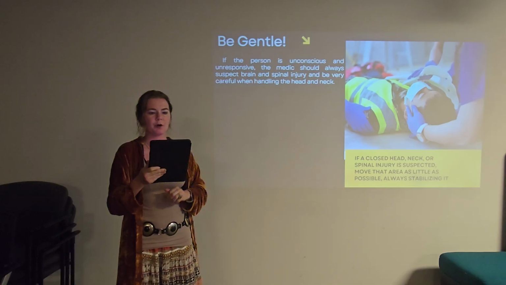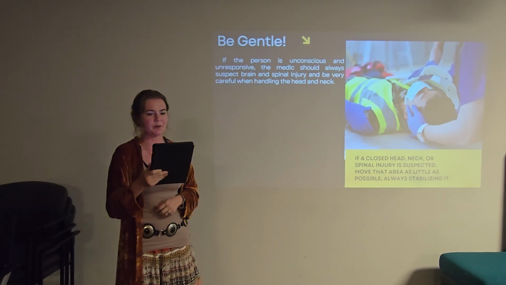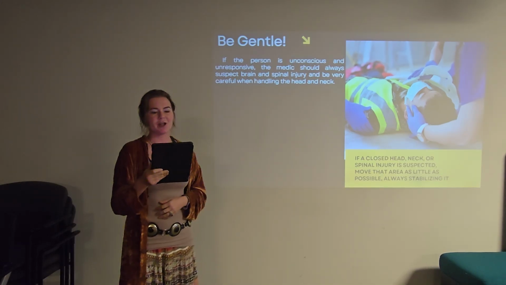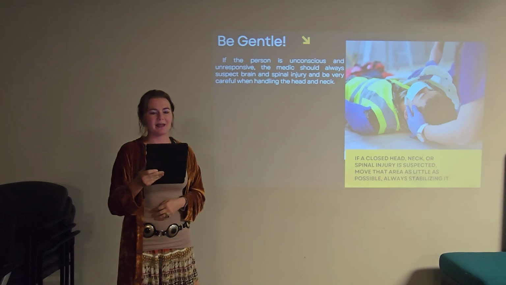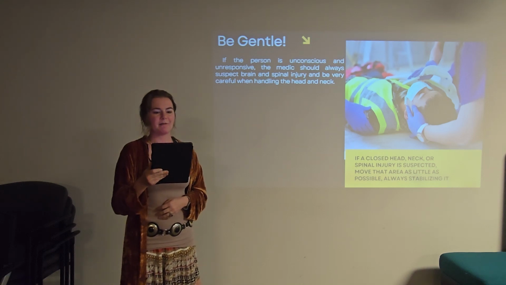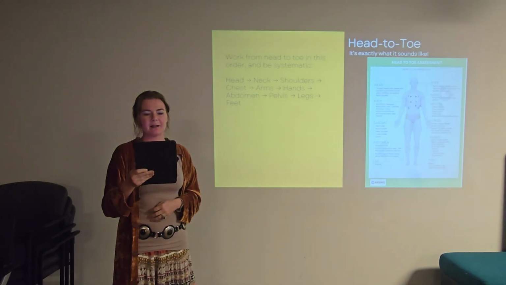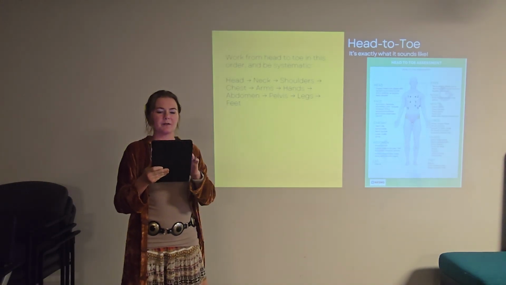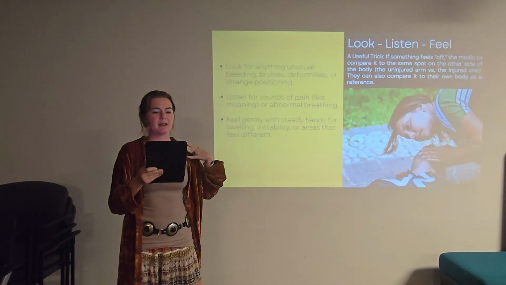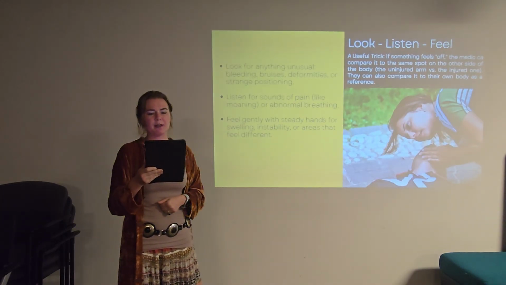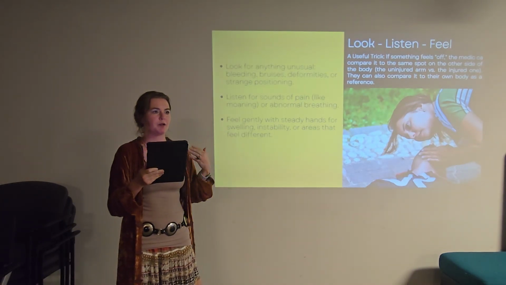The responder should go from the head to the toes while conducting a head-to-toe assessment. That's why it's called that. Checking the head, neck, shoulders, chest, arms, hands, abdomen, pelvis, legs, and feet in that order. The responder should look, listen, and feel for anything that is unusual. If they are uncertain if something is out of place or feels different, they can compare the potential site of injury to its mirror on the other side of the person's body or compare it to their own body.